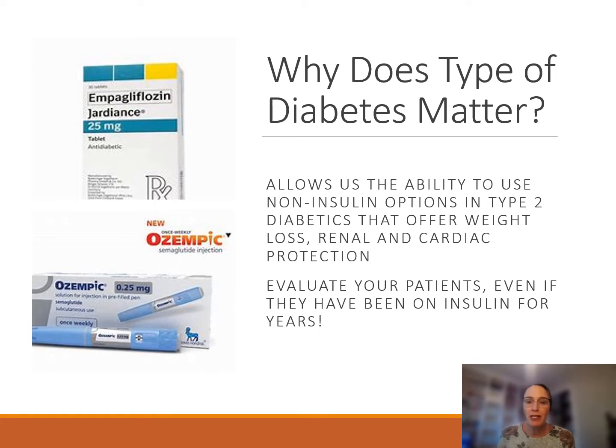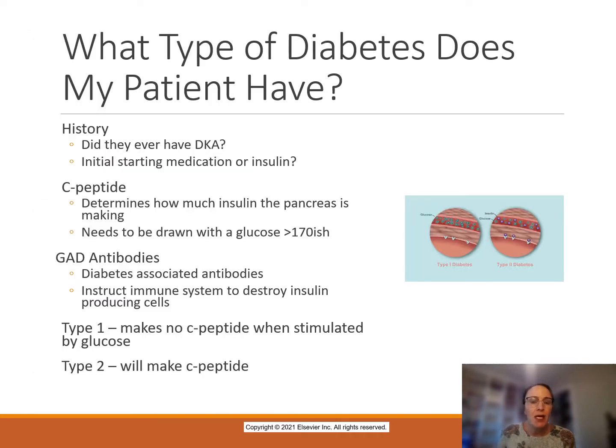If you've got a patient that's been on insulin for 20 years, it doesn't mean that patient is a type 1 diabetic and might not be able to benefit from these treatments. So let me explain this a little further. When you're seeing a diabetic for the first time, I think it's really important to get a history of when they were diagnosed and how they were diagnosed. So did they ever have true diabetic ketoacidosis? Typically, if they did, that's usually a sign of a type 1 diabetic.